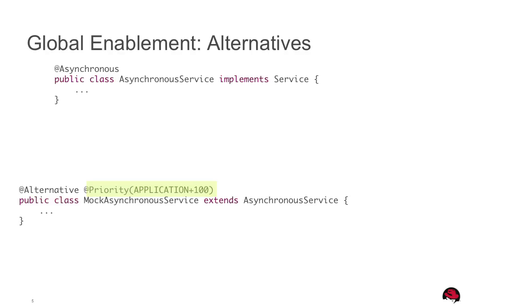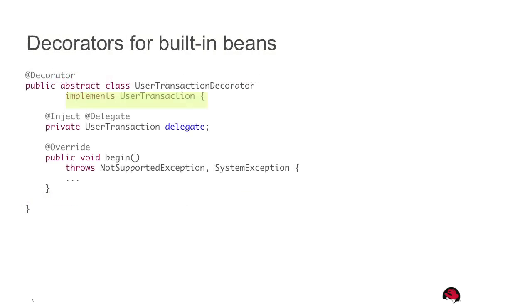So with alternatives, rather than saying it determines the position in the stack, we say that the priority simply defines the one that will be selected. So the one with the highest priority will be selected. That means you can have multiple enabled alternatives, and the one with the highest priority is the one that will be used. The next feature I want to talk to you about is decorators for built-in beans.